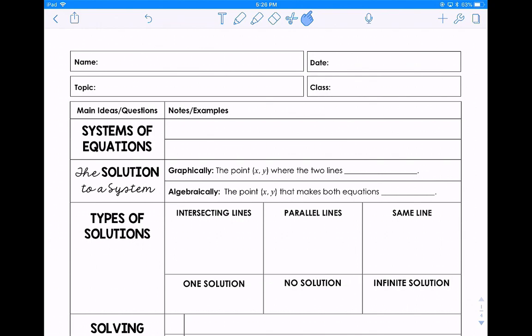Okay, so this is going to be about systems of equations. We've already learned about systems of inequalities. So this is very similar, but actually I think it's a little bit easier, so hopefully you'll agree with that. So a system of equations is just two or more equations with the same variable.